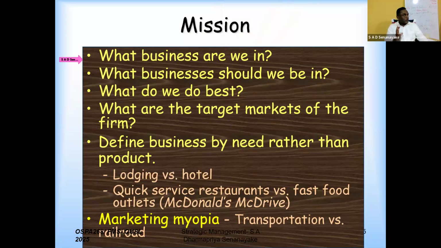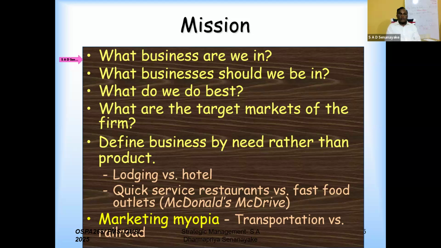So when we address mission, yes, we have to see what it is. Then we revisit and see what our organization is, where we are placed. But then we have to check what businesses we are in. Is it just a bakery products manufacturer or a supplier of raw material for several bakeries? So that's one part. And the second part is what businesses should we be in? Is it the right direction?